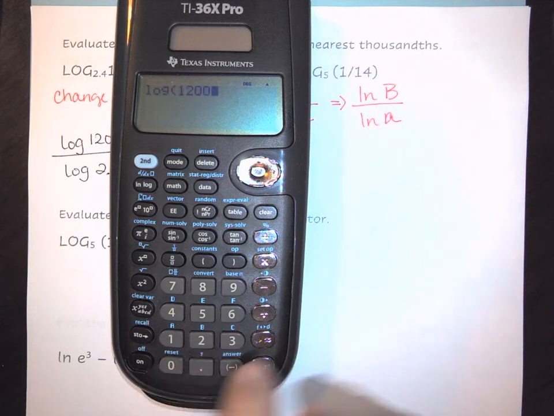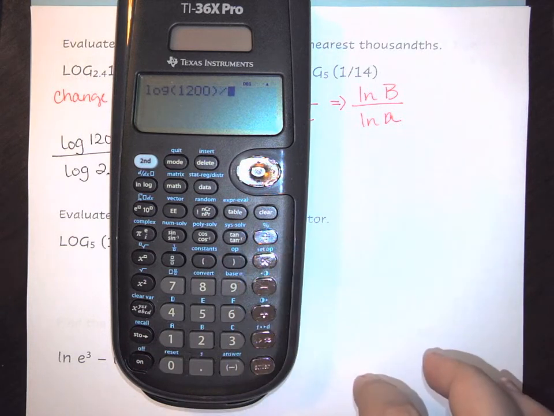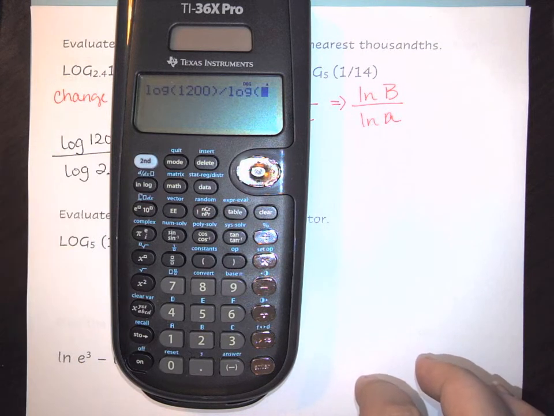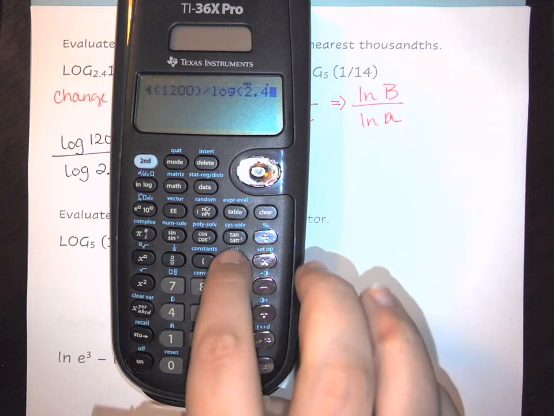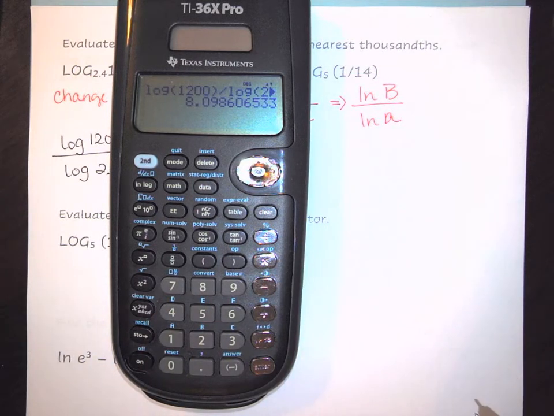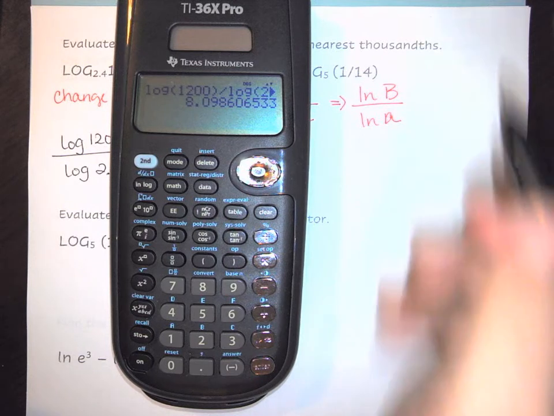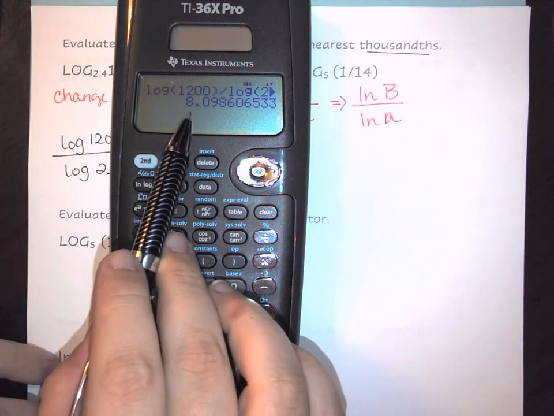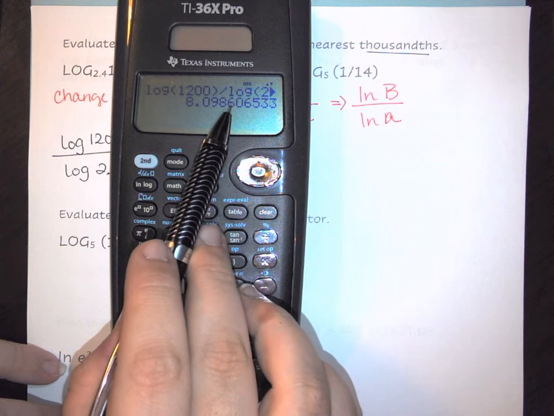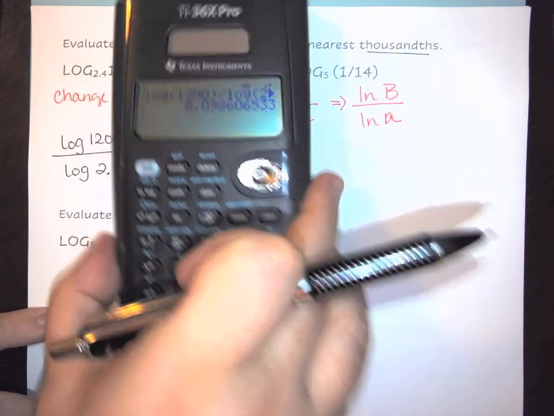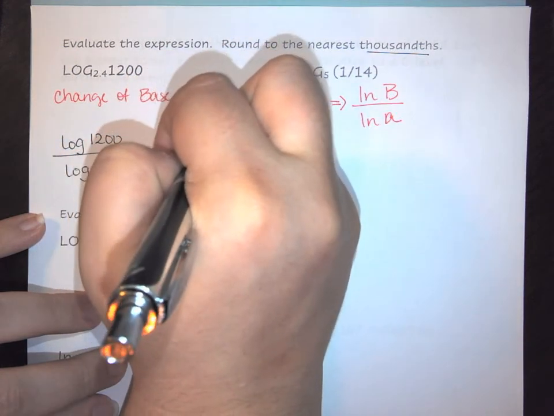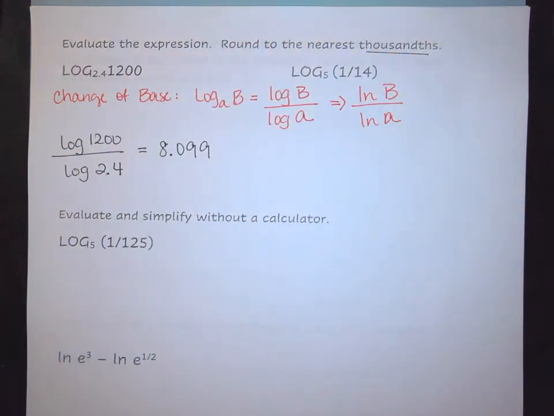So this is going to be 1200. I'm going to close it, and I need to divide that by the second one. So I'm going to go back and hit that button twice again so the log appears, and I want 2.4. I hit enter, and there you have it. That is your result. Now in this problem we wanted the nearest thousandth. That means 3 places. So we have 8.0986. The 6 tells us to round the 8 up. So here we would end up with 8.099 as your result. Pretty simple.